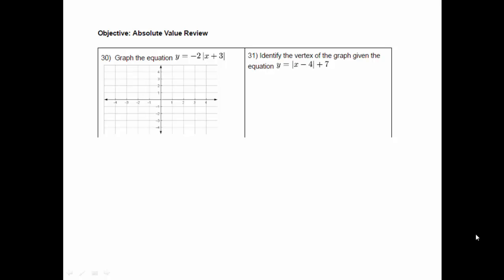Okay, this objective is absolute value review, and we know absolute value, anything that we do is going to have a V one way or the other. Okay, number 30 says to graph the equation y equals -2 times the absolute value of x plus 3.